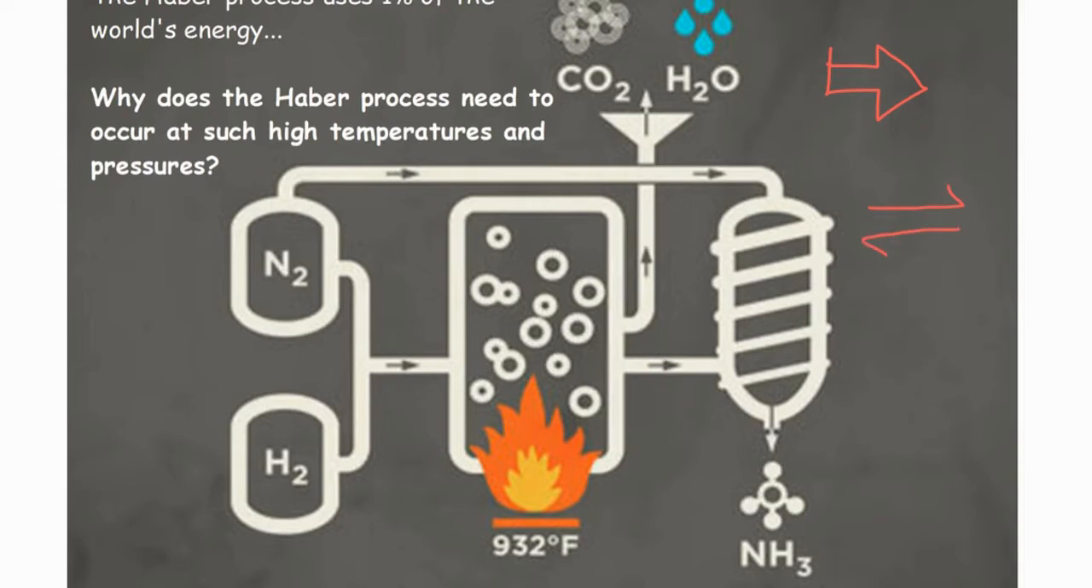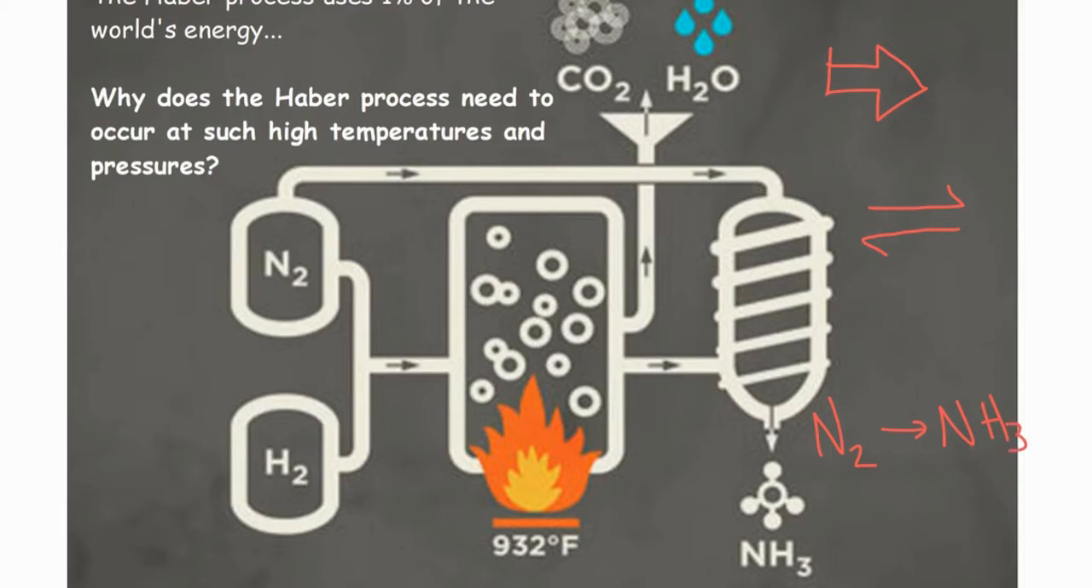So as reactants form products, products break down to form reactants. And this is what's called chemical equilibrium. Chemical equilibrium is at play in what's called the Haber process. The Haber process uses 1% of the world's energy, and the whole point of the Haber process is to take nitrogen from the air and form ammonia.